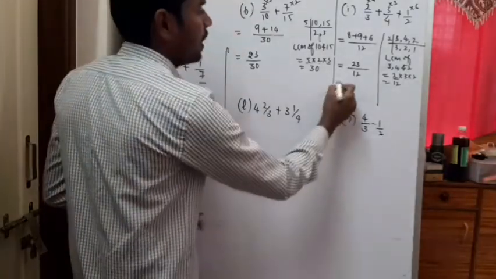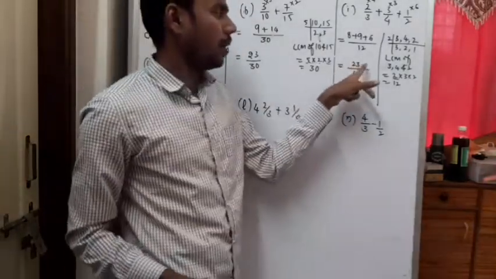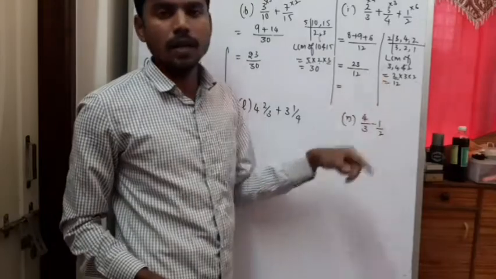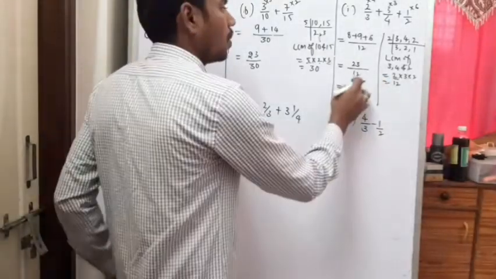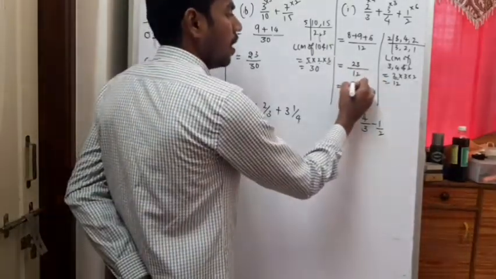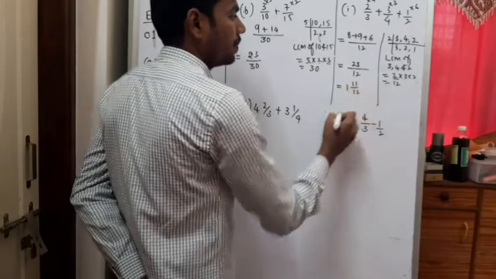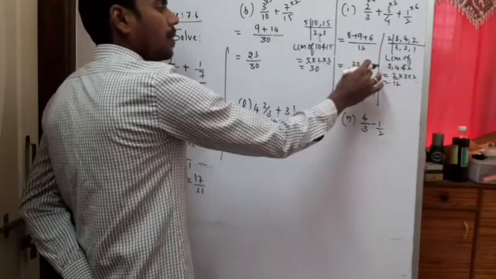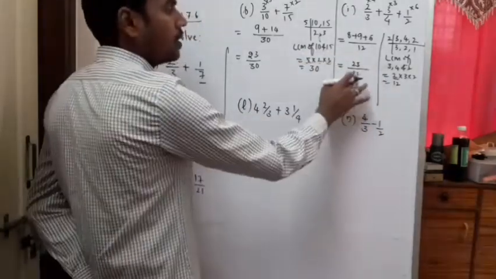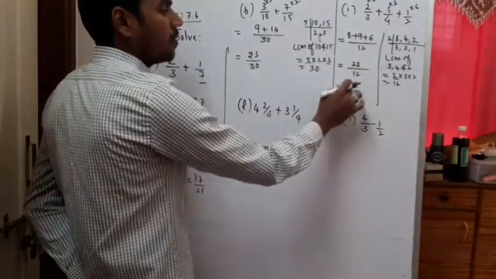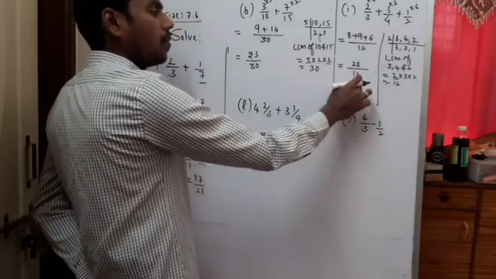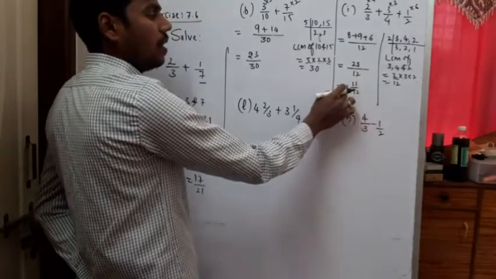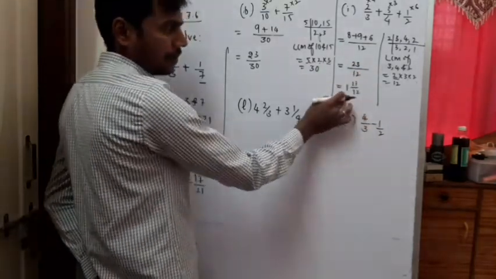Next. If it is an improper fraction, we should bring it to the mixed fraction. I think you already know how to convert improper to mixed fraction. 12 ones are 12. 23 minus 12 will give me 11. That I need to write in the numerator.